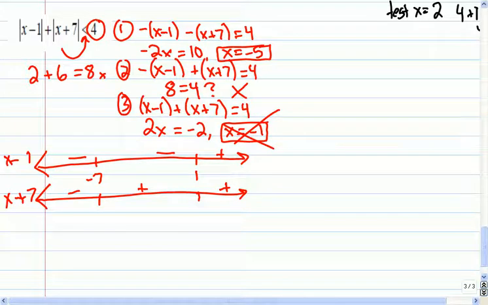So let's try at negative 5. At negative 5, negative 5 minus 1 is negative 6, but absolute value will be positive 6. Let's see here, negative 5 plus 7, that's going to be 2, which also equals 8. So that doesn't work either. Have I done this all right so far, or have I made a colossal error? No, we're okay? Okay, so what on earth does that mean if nothing works?